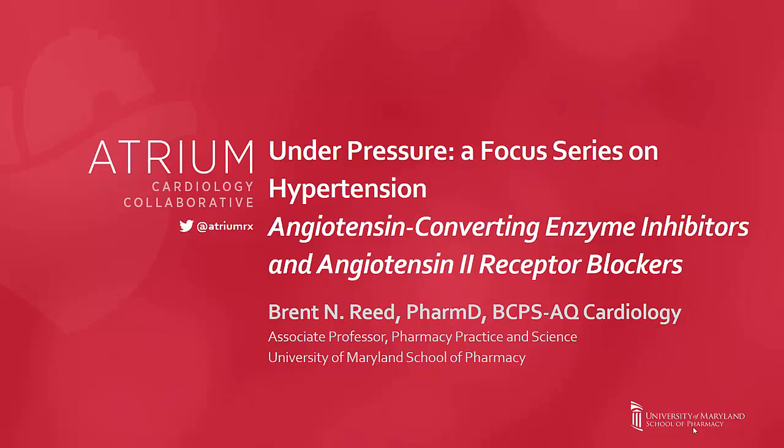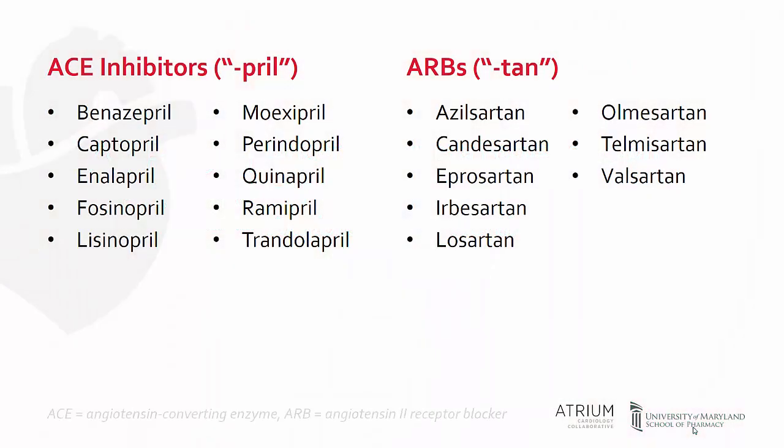rest of this presentation. ACE inhibitors and ARBs are two of the most common drug classes used for the treatment of hypertension. And as you can see from these lists, there are a variety of options available. ACE inhibitors are distinguished by ending in the word pril, such as lisinopril or enalapril, whereas ARBs are distinguished by ending in the word tan, such as candesartan or valsartan.